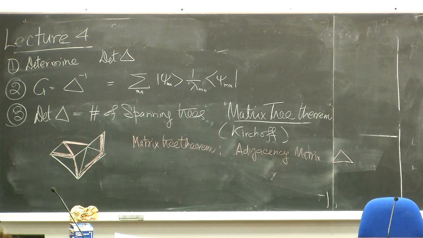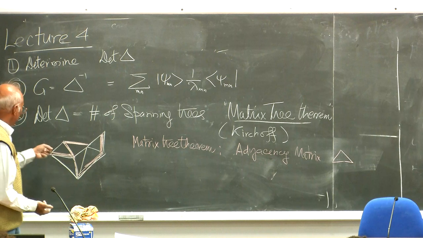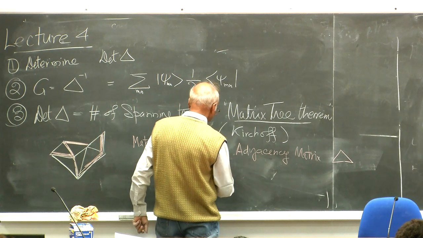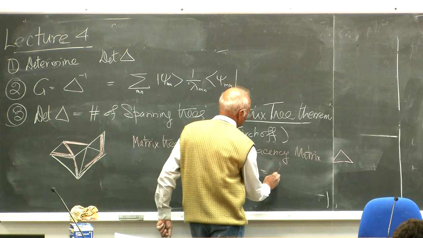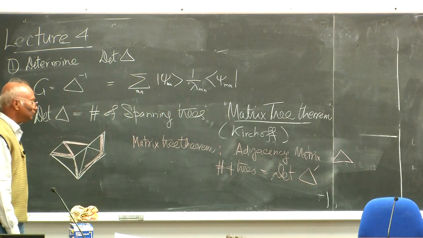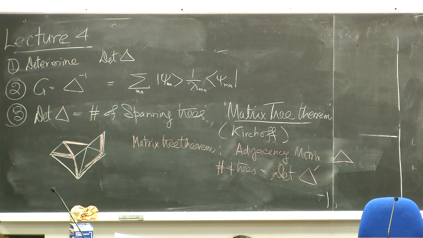So I write down the matrix. This matrix has zero determinant, because the diagonal entries are the degree and there are minus ones, as many as the degree, so the row sums of this matrix are all zero. So its determinant is zero. That is not going to work. So what I do is, the number of trees is equal to the determinant of delta prime. Delta prime is obtained from delta by removing one row and column. Just take any row and column, remove it, and calculate the determinant of the rest. Now it is no longer zero, and it is the same whichever row and column you delete.